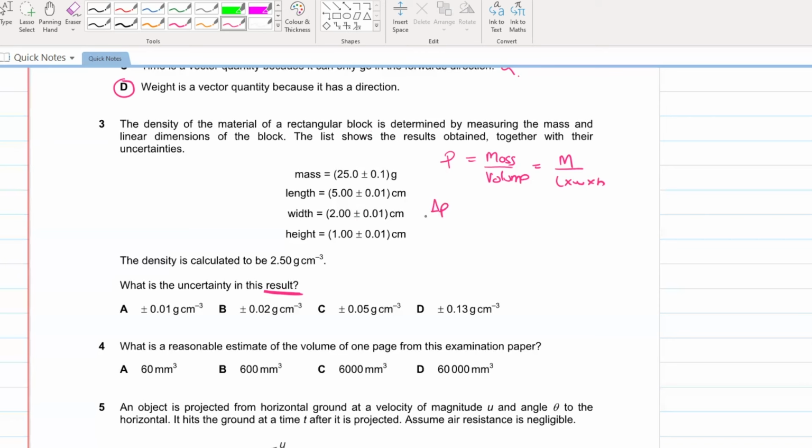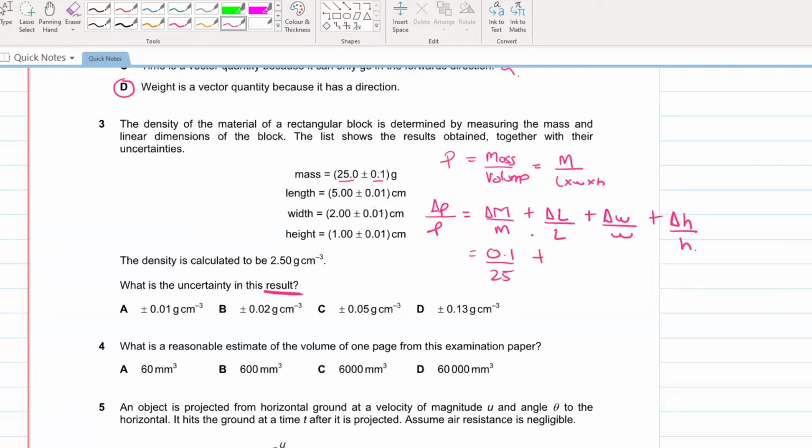The absolute uncertainty in density divided by density is equal to what? Absolute uncertainty of mass divided by mass plus the absolute uncertainty of length divided by length plus the absolute uncertainty of width divided by width plus the absolute uncertainty of height divided by height. Do you have the absolute uncertainty of mass? Yes, 0.1. Do you have the actual value of mass? Yes, 25. 0.1 divided by 25.